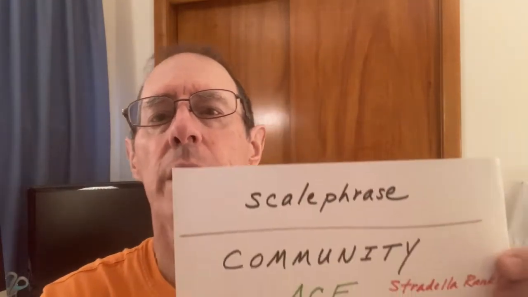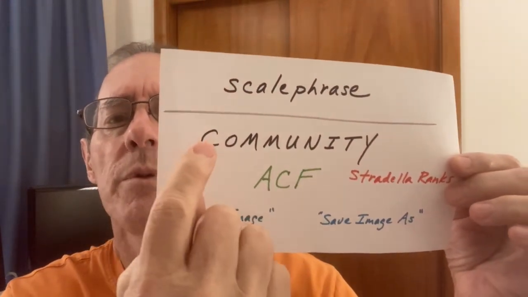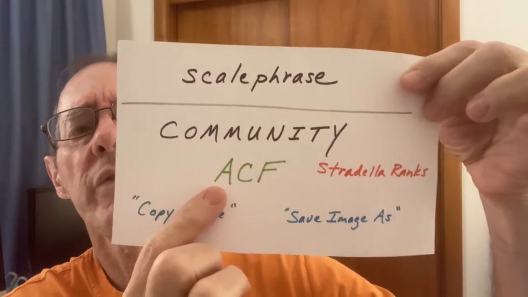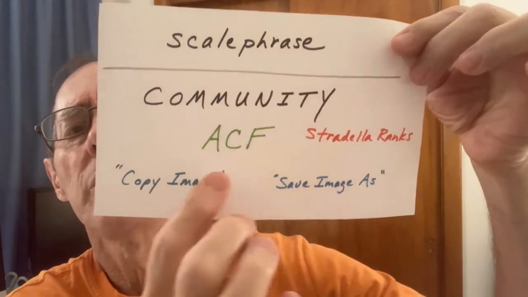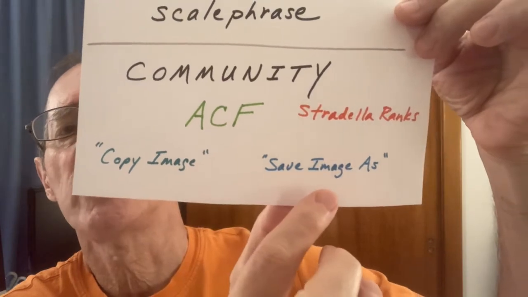If you go to my YouTube channel, Scalephrase, hit the community tab, you'll see graphic images for my amplified circle of fifths and Stradella Ranks. I made my own charts. You can right click and hit copy image or save image as, so that you can save the image for yourself to use as you wish.